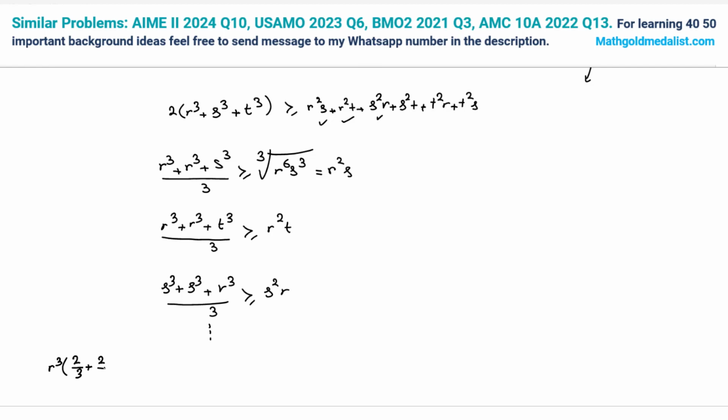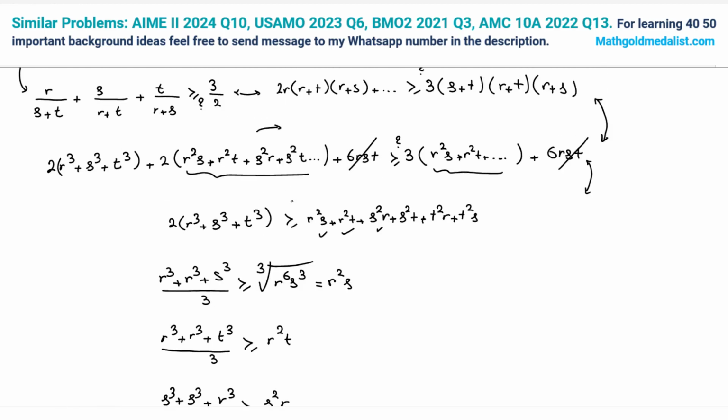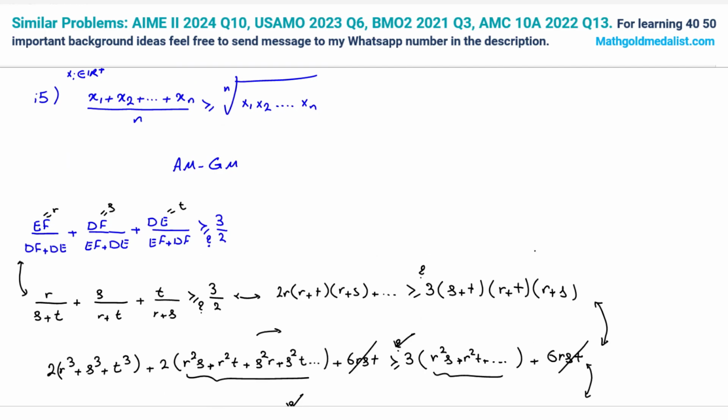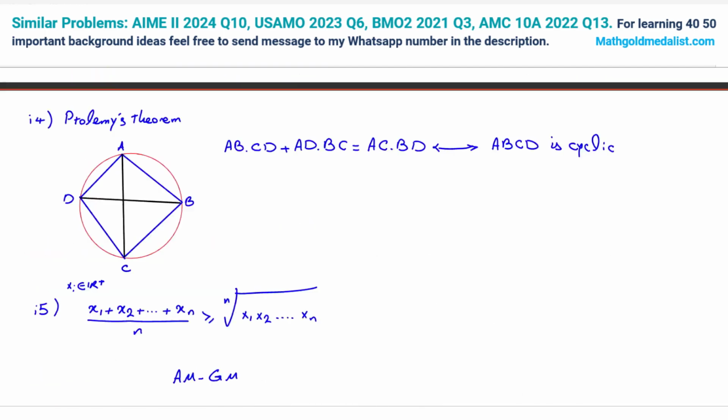2/3 plus 2/3. For this one, 1/3. For this one, 1/3. 1/3 plus 1/3. And also for s cubed and t cubed, we have the same thing. 2, 2, 4, 5, 6. 6 over 3 is 2, exactly the 2r cubed that we had. Okay, so we proved this inequality by applying all these inequalities. So we proved the problem.